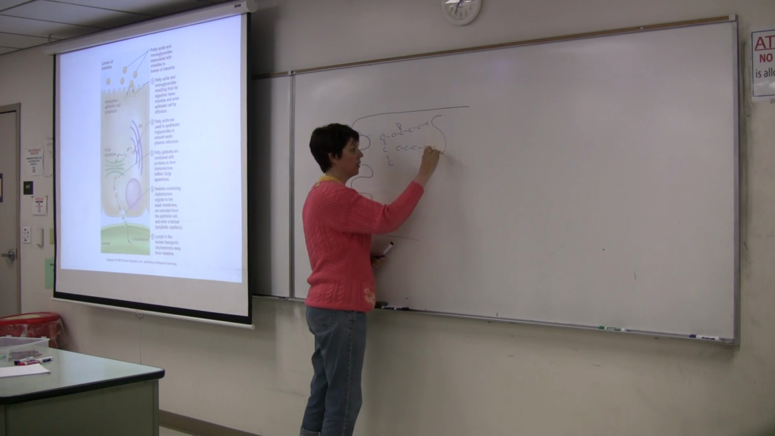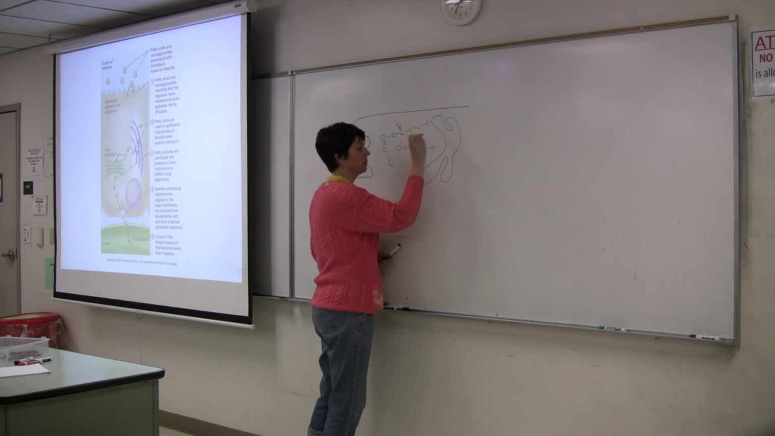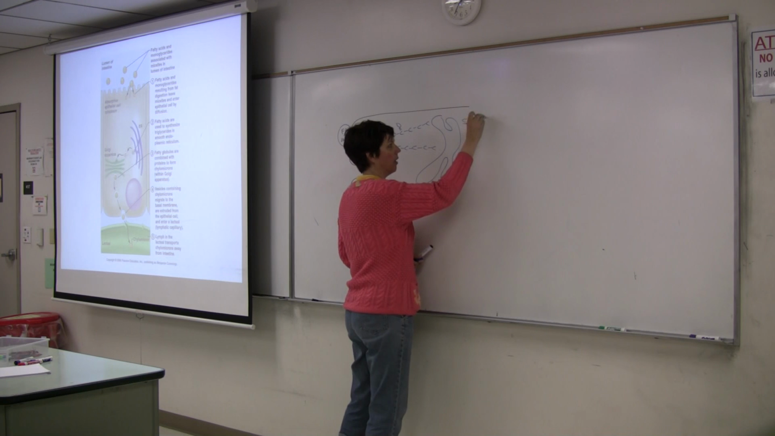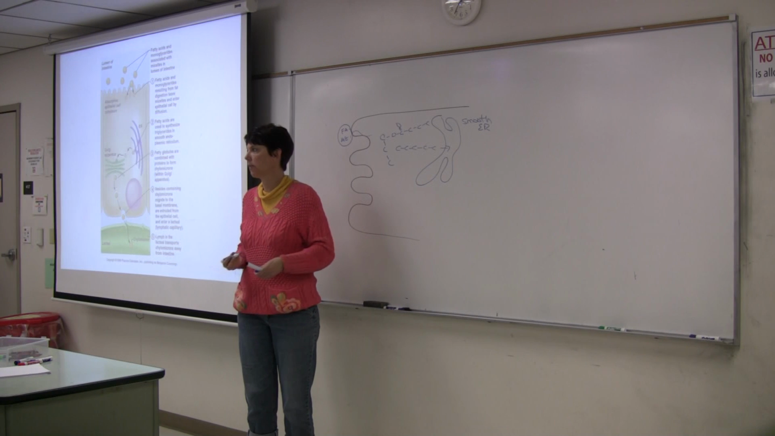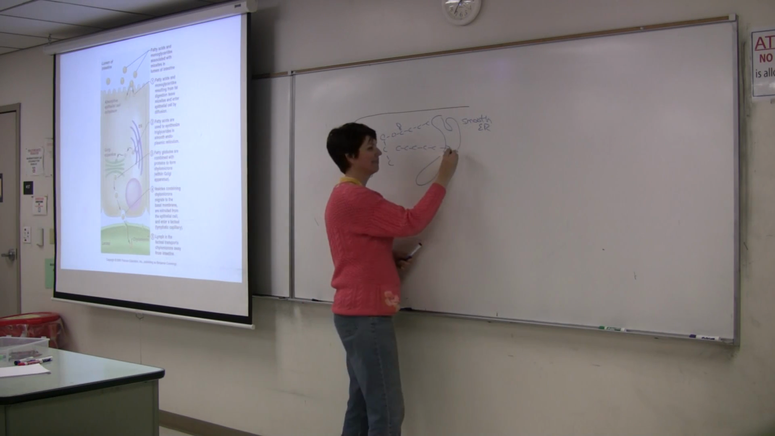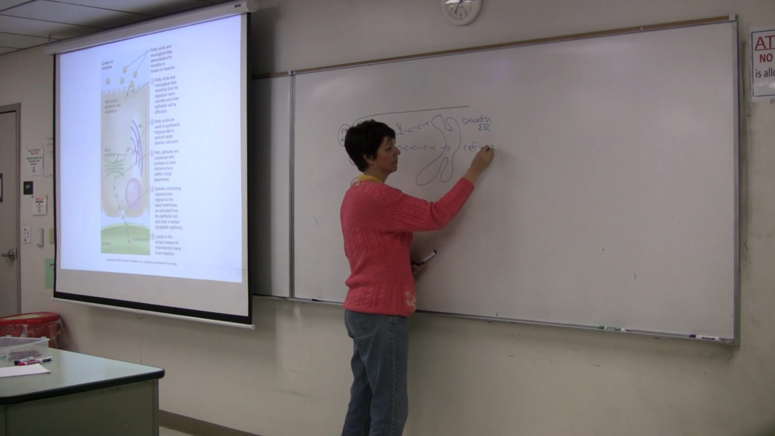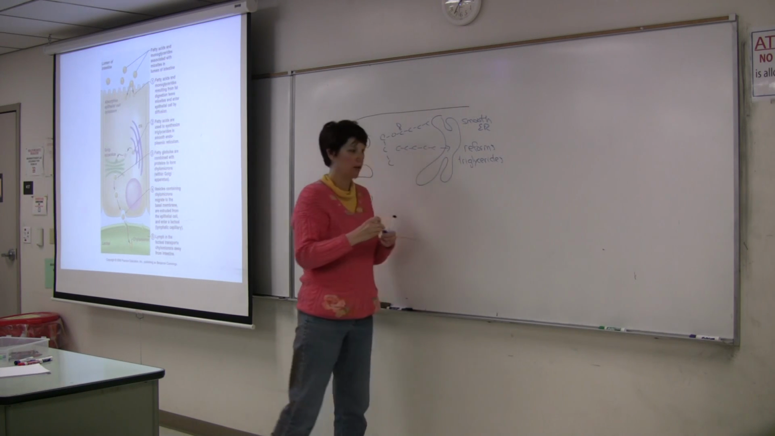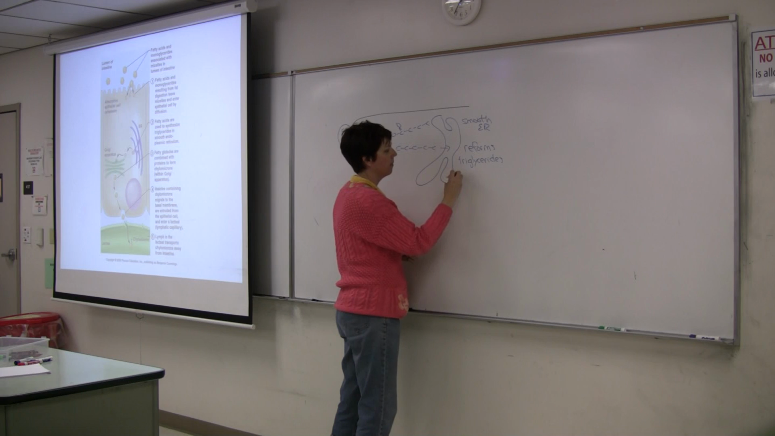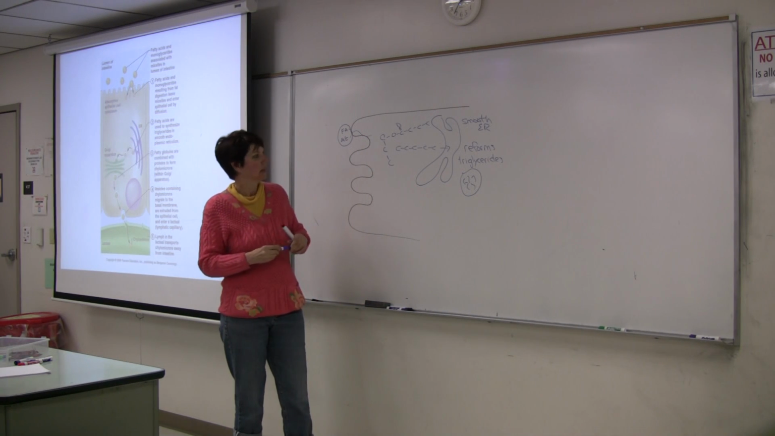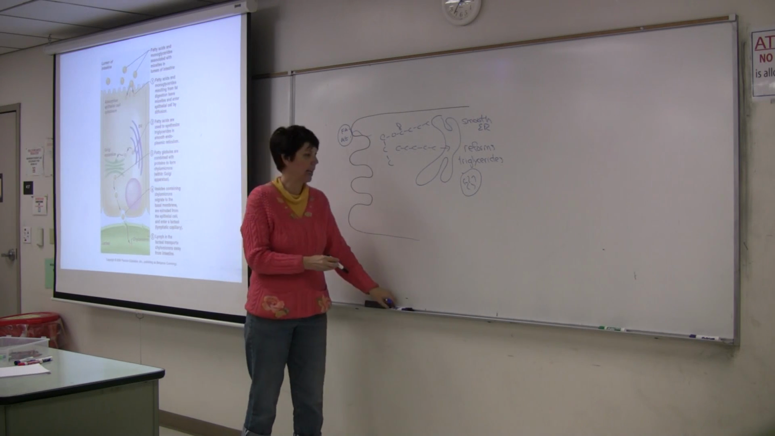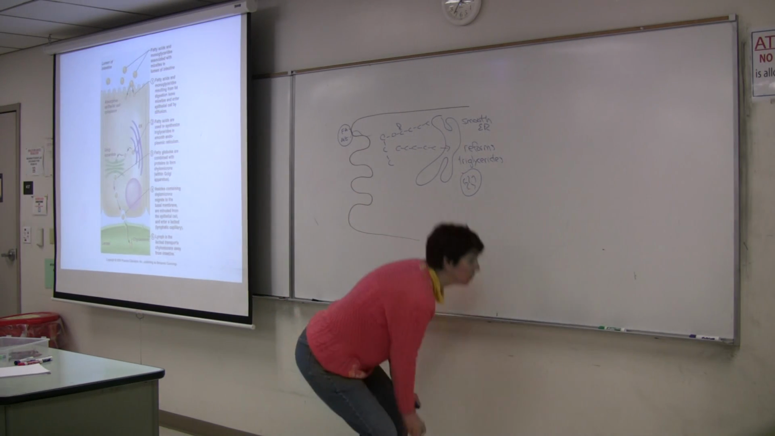And that enters into smooth ER. And after all that trouble, within the smooth ER, it recombines and forms triglycerides again. Those triglycerides then leave, and they're covered in a membrane sac because of the smooth ER, and they enter into the Golgi.